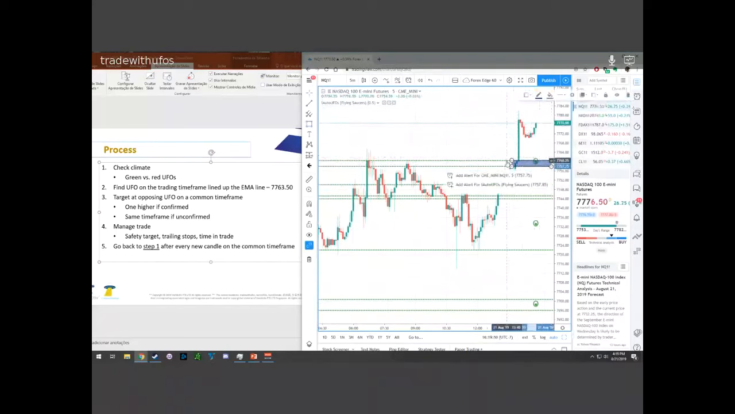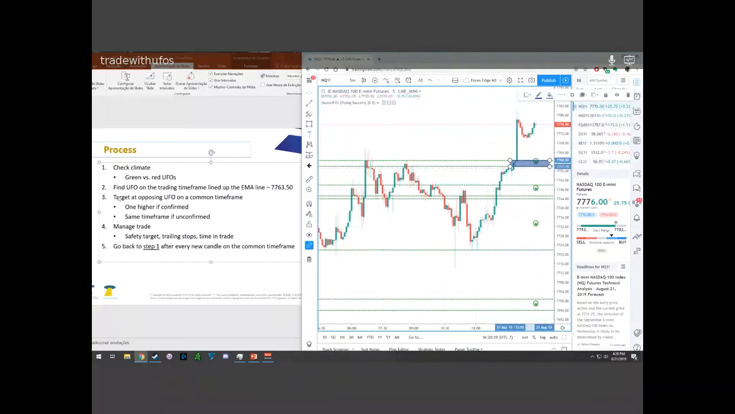So we would put our entry at 77.60.50 and then go below it with a stop at 77.56-ish. Again, with the exact line, we usually go one tick below. So let's be precise for this example. So we'll put our stop at 77.50 cents for our stop.